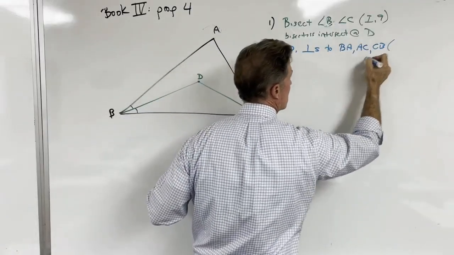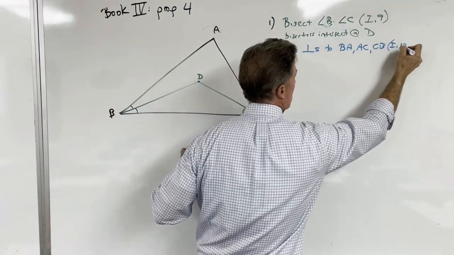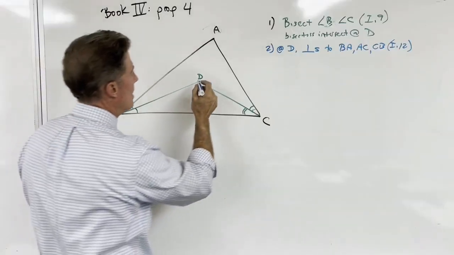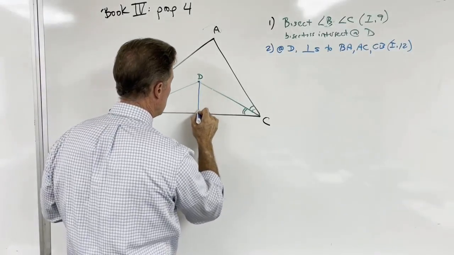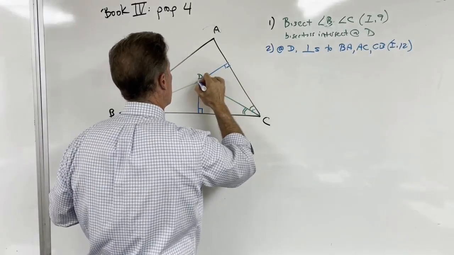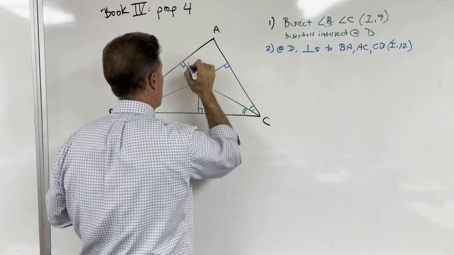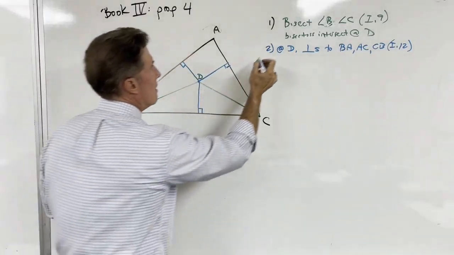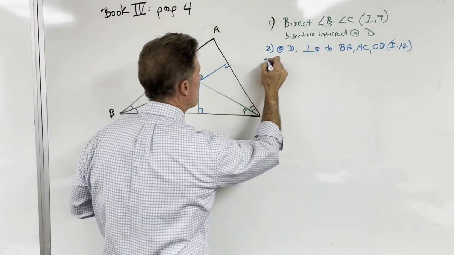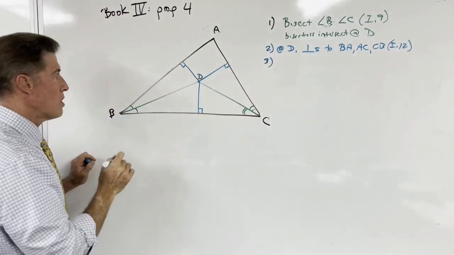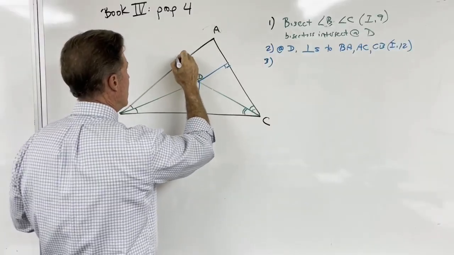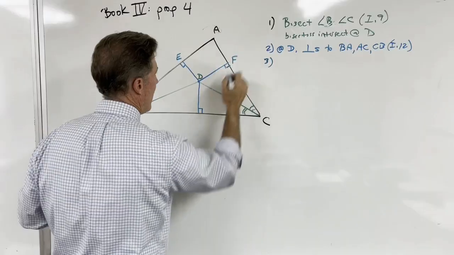We can do this. Book 1, Prop 12 allows us from a given point to draw a line perpendicular. So let's draw a perpendicular here, here, and here. Now, third step. Let's look at these triangles. Let's look at this triangle. Let's call this point E, F, and G.